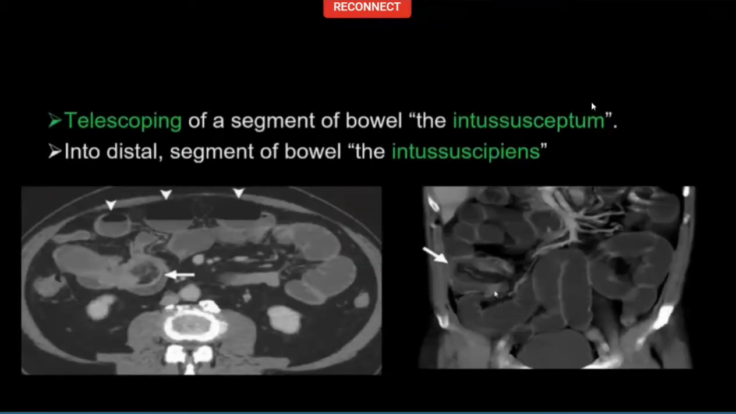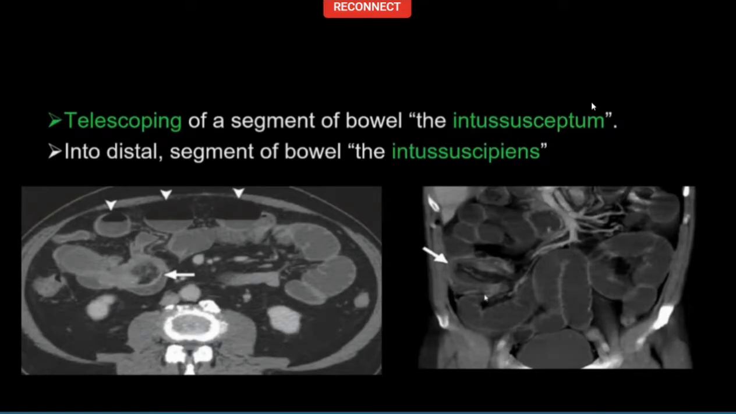Now, intussusception is one of the entities in which the radiologist will not be only at the diagnosing end, but we also have a role in treating it. We usually treat intussusceptions in the pediatric age group, preferably less than 2 years of age.